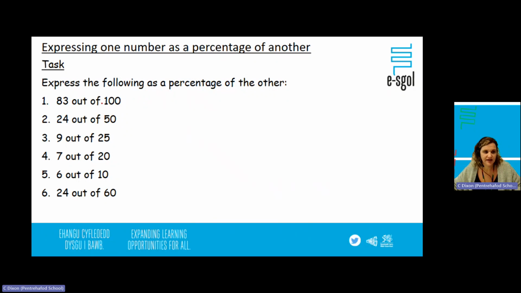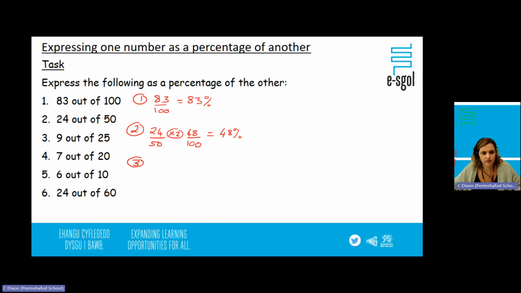Right then, question 1, 83 out of 100. As a fraction, that's already out of 100. So as a percent, I don't have to do anything, it's just 83%. Question 2, 24 out of 50. Because that's out of 50, I need to double to get that to be 100. So this turns into 48 out of 100. It's an equivalent fraction, but because now the denominator is 100, I can work with that. So it's 48% was your answer for number 2.